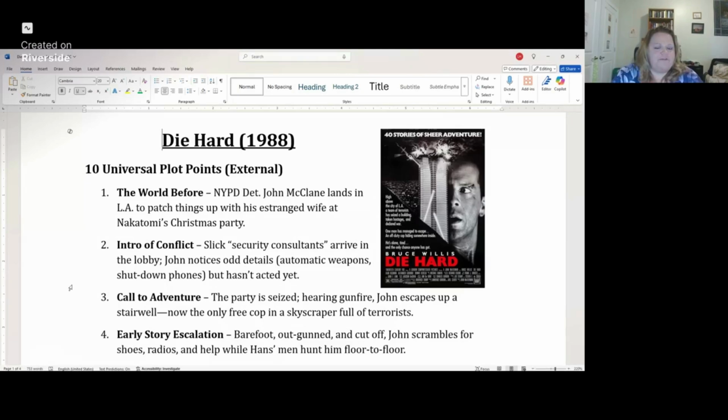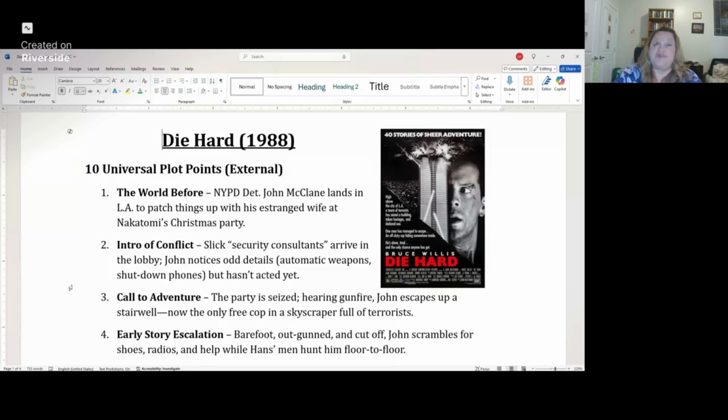Then we have the intro of conflict. Remember that the intro of conflict is where they learn about things having to do with the central conflict, but it hasn't really affected them in a big way yet. So slick security consultants, those are in quotes, arrive in the lobby. John notices odd details such as automatic weapons and shut down phones, but he hasn't acted yet. Nothing's really happened, so he's very suspicious and he's just kind of going, this is strange. But again, it hasn't really ripped the rug out from under him in a big way.